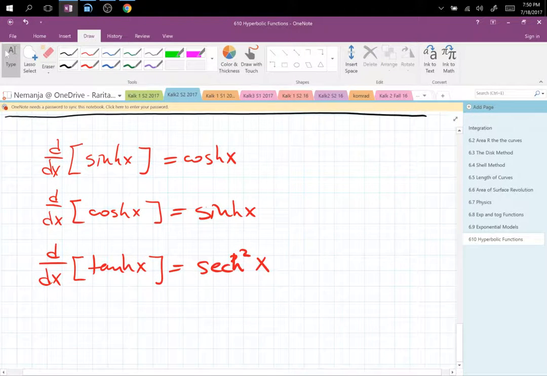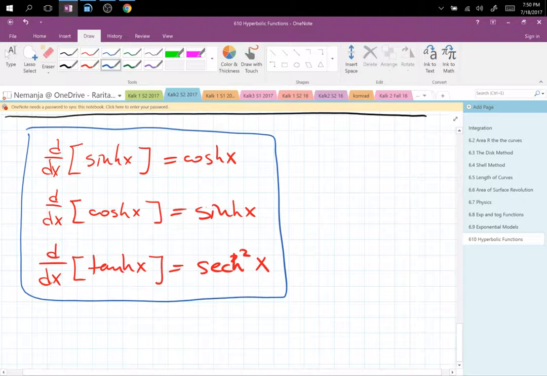Now these would be the main ones. We also have the other three, but most of the time it's these. And you absolutely need to memorize these to survive differential equations and other courses that are coming up.